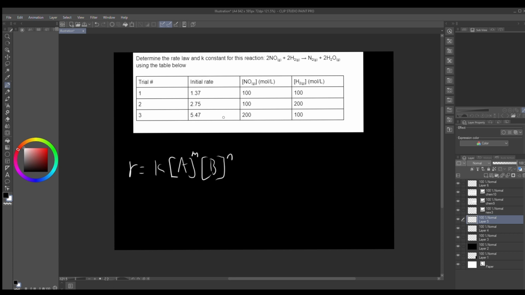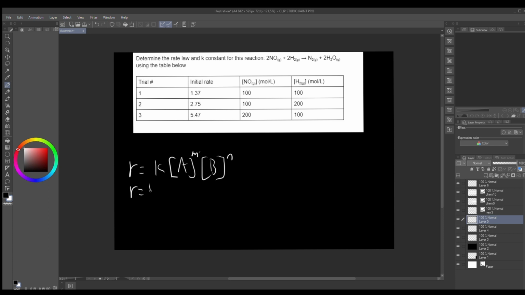And so what could that mean? Based on this equation, you might be tempted to put the coefficients as the exponents, but that is not correct. That will be used for the next chapter. Let's say that A is equal to NO and B is equal to H2.